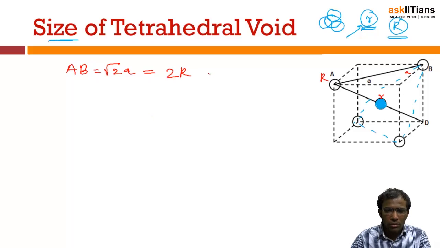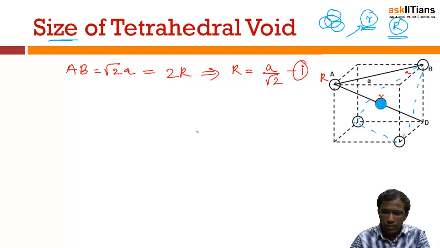Okay. So, from here what you will get is R is equal to a by root 2. This is the expression 1. So, let us call this expression 1, and AD is our body diagonal.